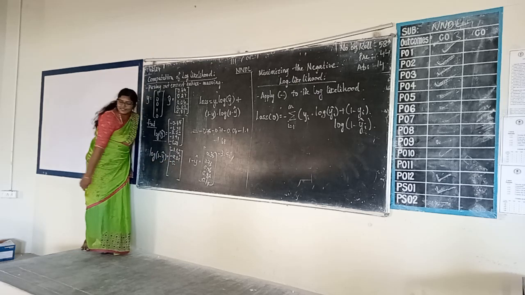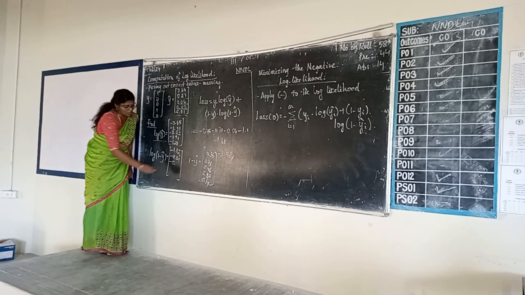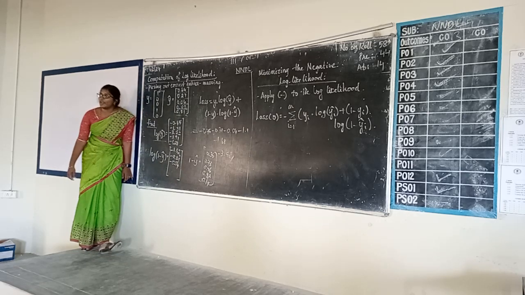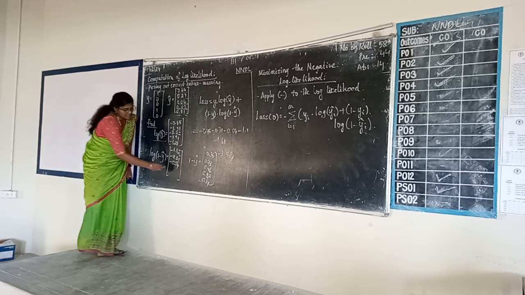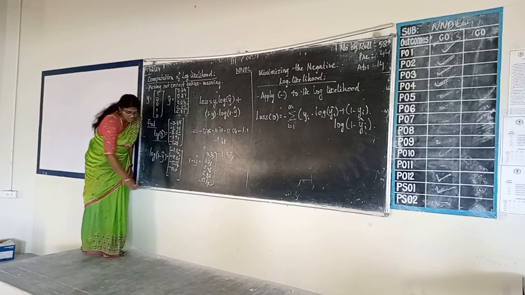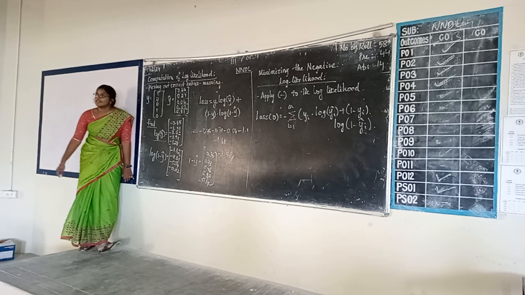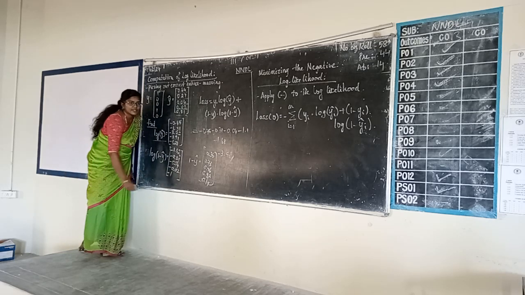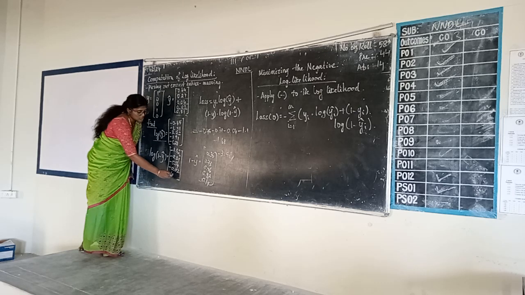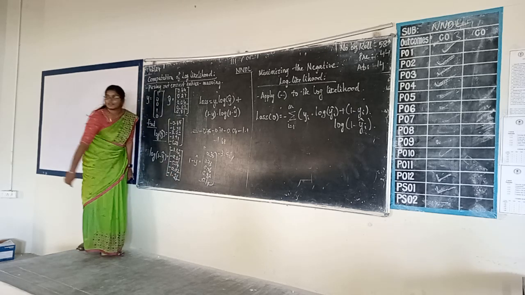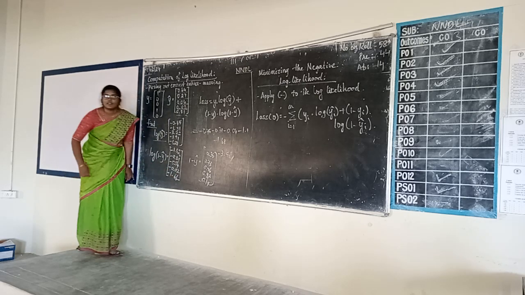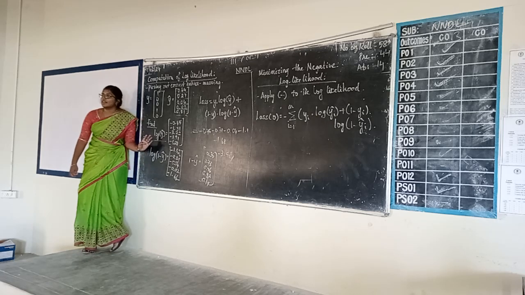Next ln of 0.98 is minus 0.02. Next ln of 0.19 is minus 1.66. Have you got the same answer? Everyone got it?